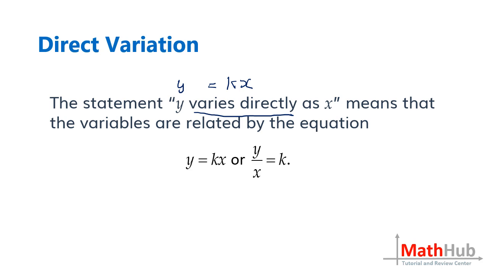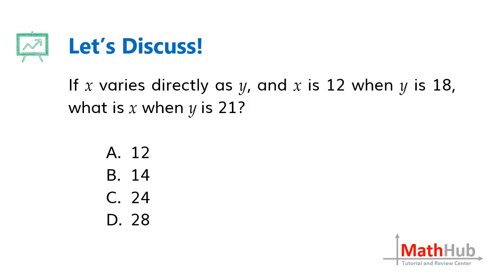Now if you look at this equation over here, we can divide both sides by x and then we will get this equation. So what is this saying? This is saying that the quotient y over x is always constant. So hence, that means that if one quantity increases, the other one will also increase. And if one of them decreases, the other one should also decrease.